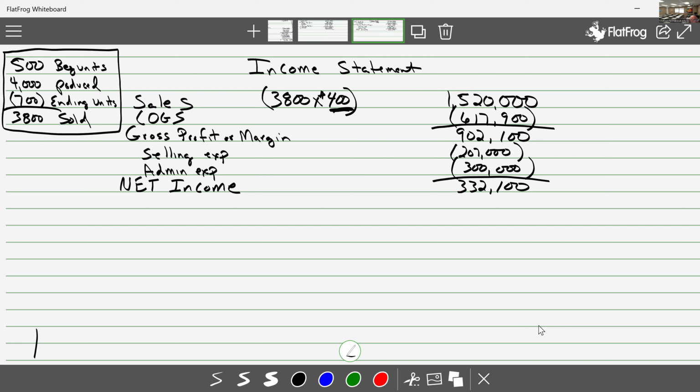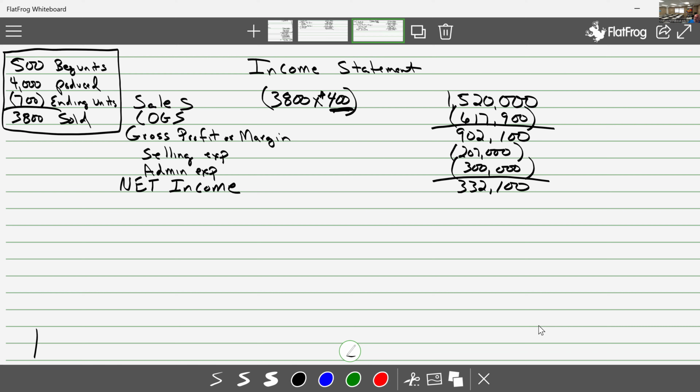We had 500 units in our beginning inventory. We produced 4,000 during the year, and we had 700 left over in our ending finished goods inventory. And those are units, not dollar amounts. So we sold 3,800 units. We take that multiplied by the selling price, we get our sales of $1,520,000. We subtract our cost of goods sold from that, which we just calculated on the previous page of $617,900, gets us a gross profit or a gross margin of $902,100.